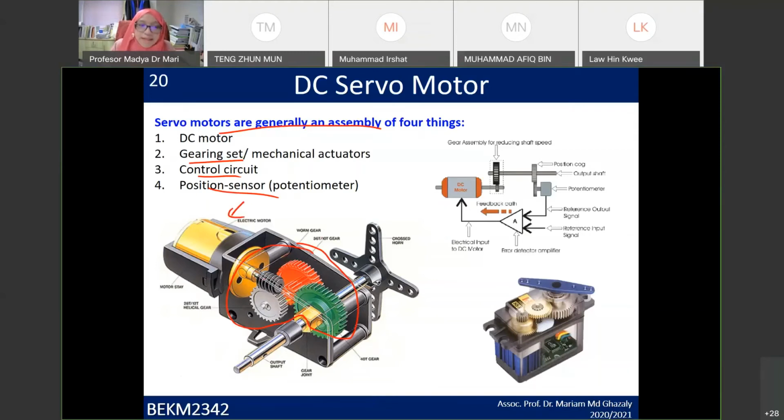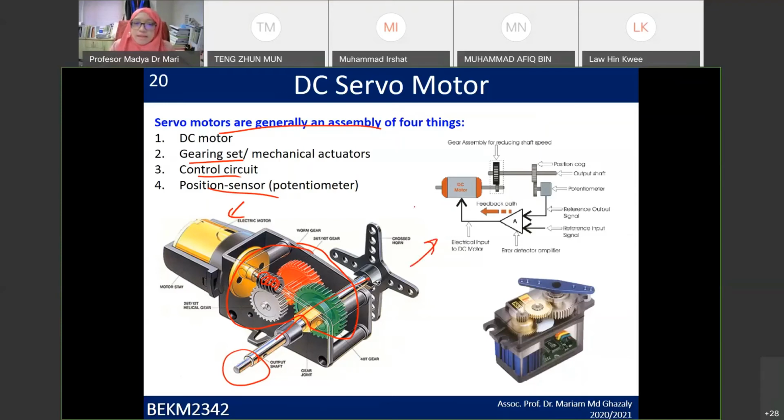This type is a worm gear type. So you see that it's like this kind. This is called a worm gear, and it's connected to a parallel set of gearing system over here. So you have a gearing system, and the end of the gearing system is connected to the shaft. This is the output shaft, connected to anything else according to the application.